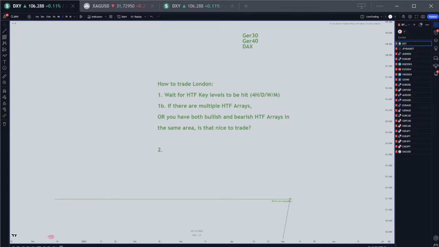So, you mean DXY? How to trade it? There are not many brokers who allow you to trade DXY. So how you trade DXY is by inversing it with the USD crosses. Of course, if you trade USD CAD or USD JPY, it's the same bias, same direction, because it's USD here.